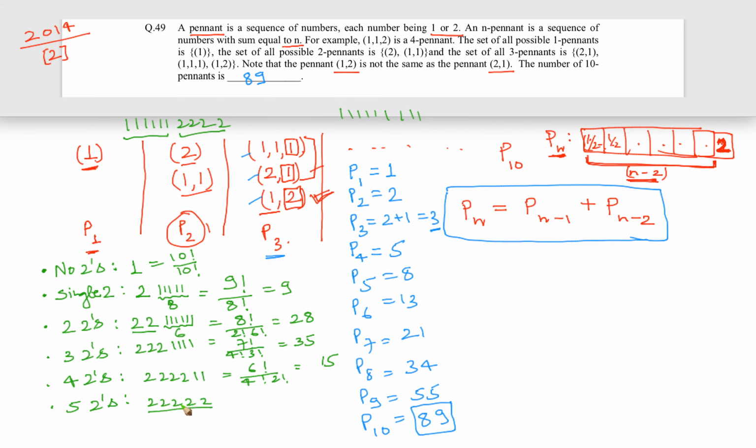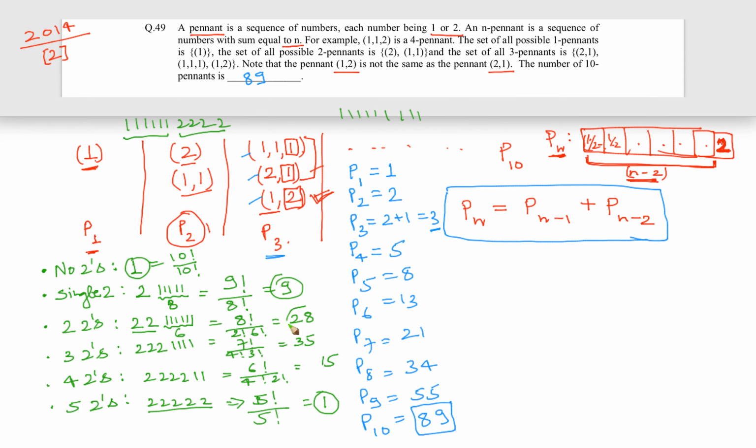And then there is one way in which there will be 5 twos, and all 5 twos are alike, so there is only one way. You can understand it as 5 factorial divided by 5 factorial. There are 5 elements and each of them is alike, so 5 factorial over 5 factorial is equal to 1. It is similar to the first case where all were ones. Here all are twos. So there is one way here.